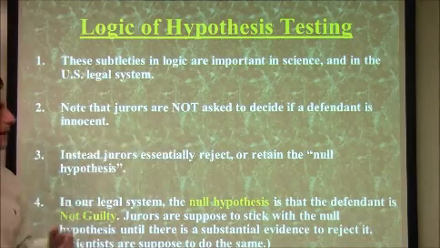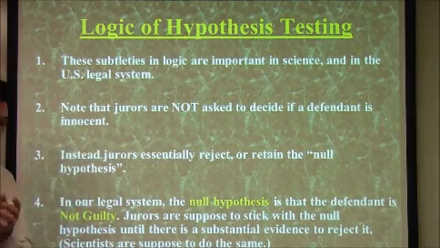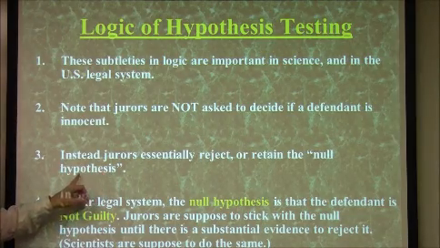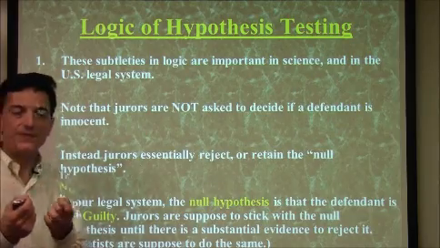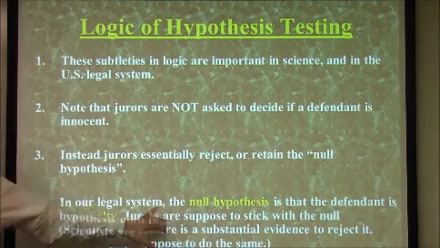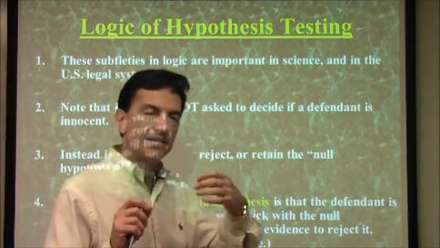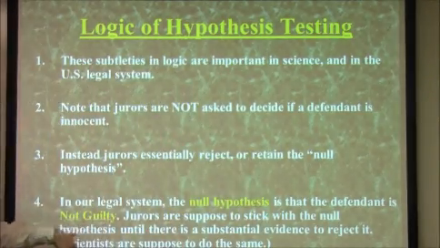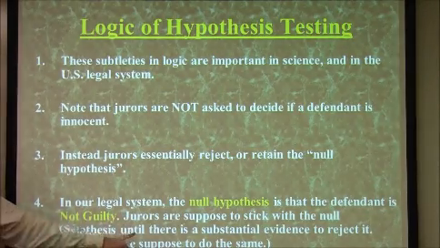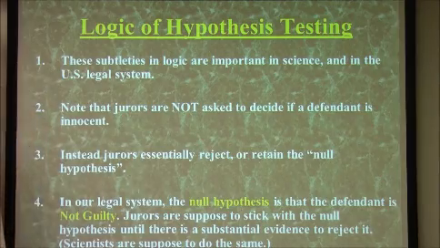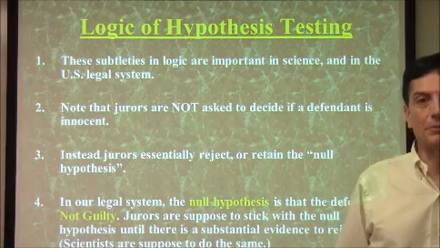Note that jurors are not asked to decide if a defendant is innocent. Instead, jurors essentially are deciding to retain or to reject the null hypothesis. And in our legal system, at least within the United States, the null hypothesis is that the defendant is not guilty. Notice that we don't say that the defendant is innocent. Typically, we say that the defendant is not guilty. And jurors are supposed to stick with that null hypothesis until there is substantial evidence to reject it. Usually we use the qualitative standard as evidence beyond a reasonable doubt.